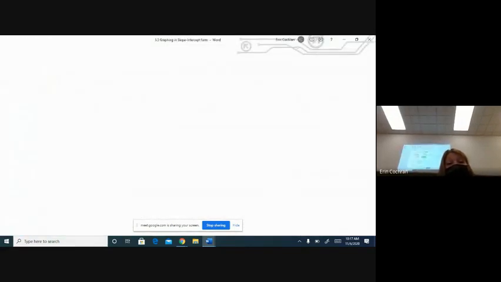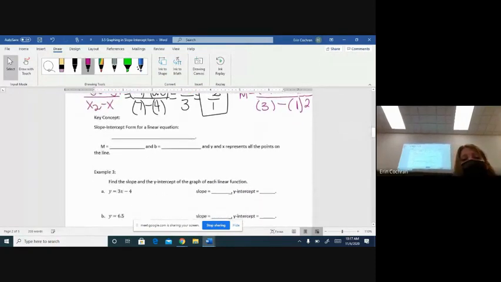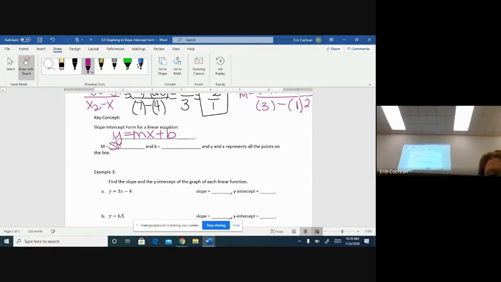All right, slope-intercept form. Who can tell me what slope-intercept form is? Y equals mx plus b. All right, what's m represent? Everyone knows? Slope. We just figured that out. So the coefficient of x is my slope. What's my b? Does anyone remember what b is? Y-intercept, yeah. The y-intercept.